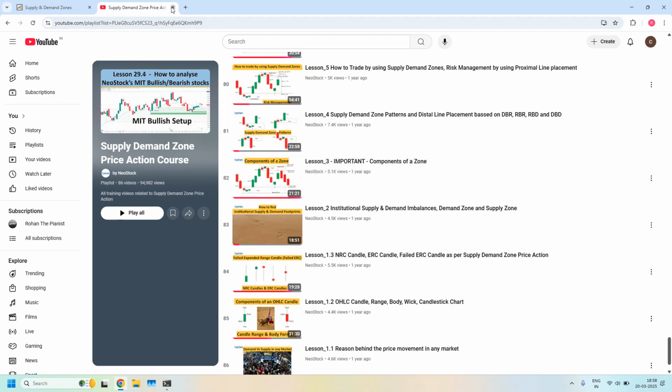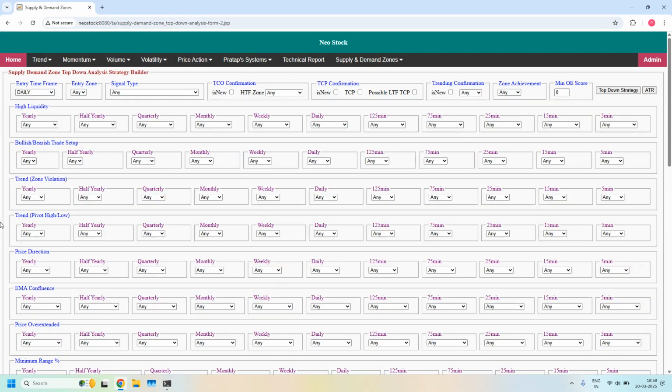Okay, now let's get into the report generation. I'm going to generate different supply demand zone reports. In this report, I am trying to avoid stocks near demand and supply zones for different time frames, but due to lack of time, because I was busy a bit today and couldn't record a little earlier.